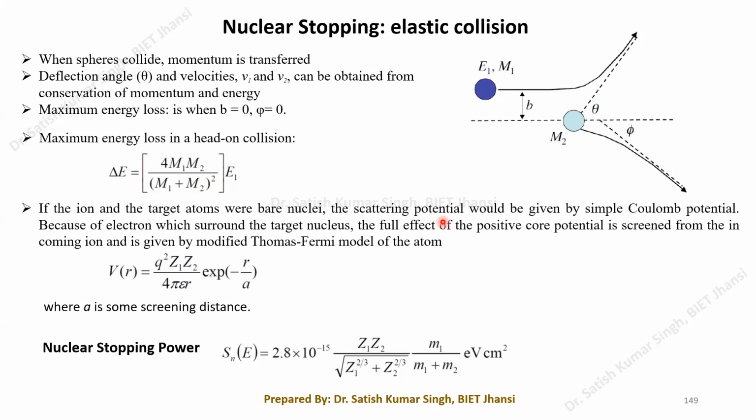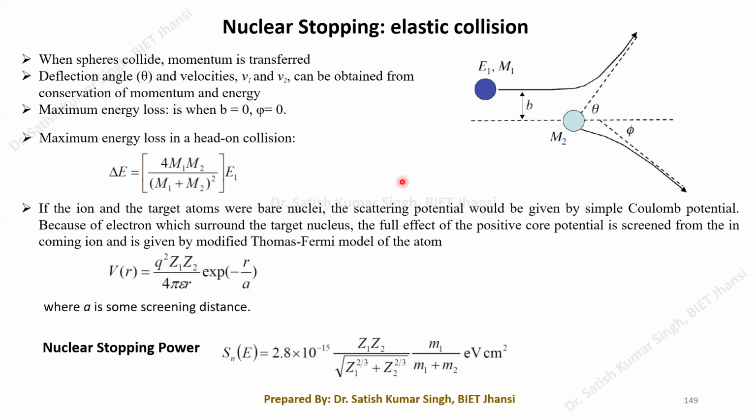Here you can see that when the ion interacts with the nucleus, it will be deflected towards a different direction. It can go in this particular direction. This way it is going to change its path.